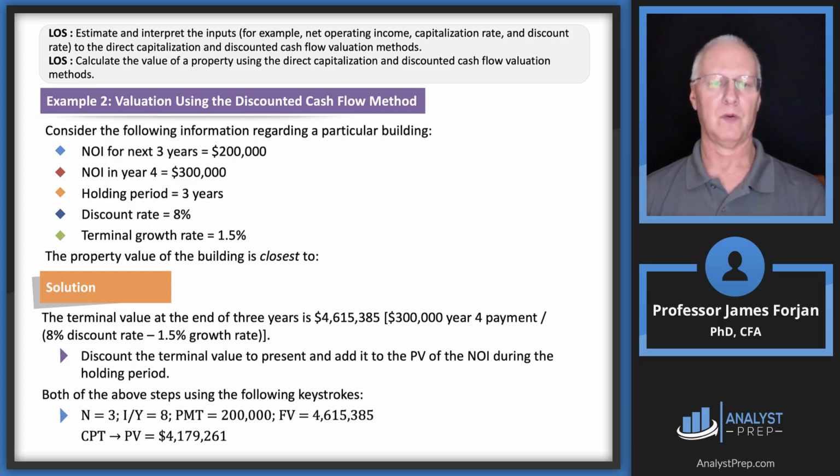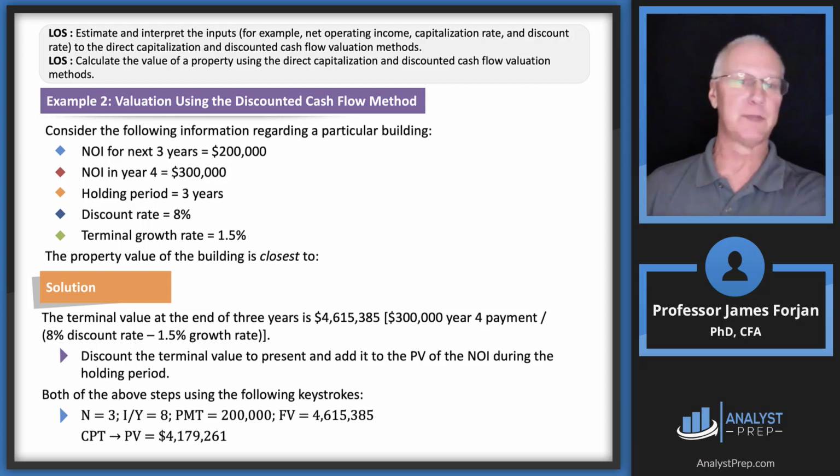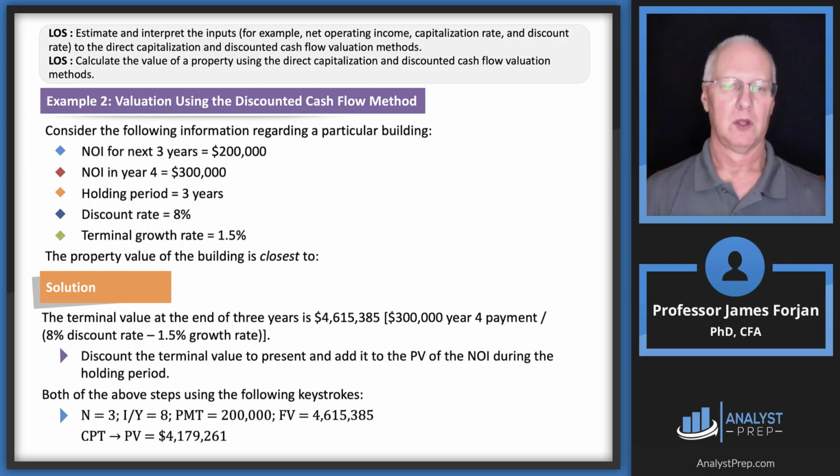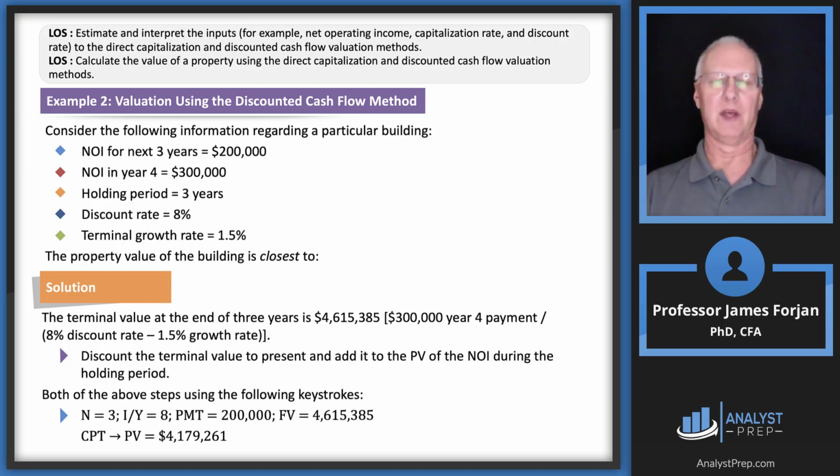And so what that is, I want you to think about it this way, is that's kind of like our expected selling price. So we're going to pay for this today. And then at the end of year 3, we're going to sell it to somebody for $4.6 million who expects to get 300,000. And that 300,000 is going to grow by 1.5% over that infinite time period.